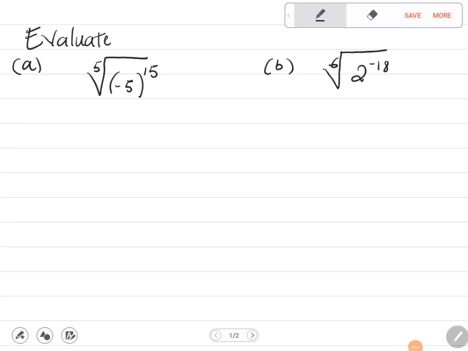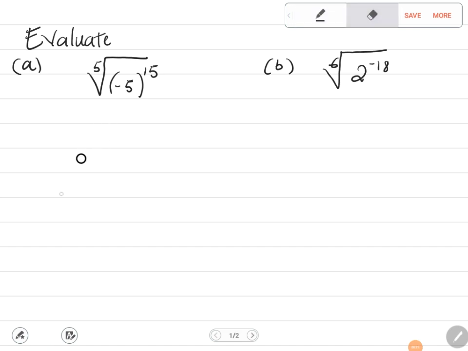Okay, so I have two questions here for you. It says evaluate. The first one says the fifth root of negative 5 to the power 15. First, we need to write this one in standard form. This is the same as negative 5.